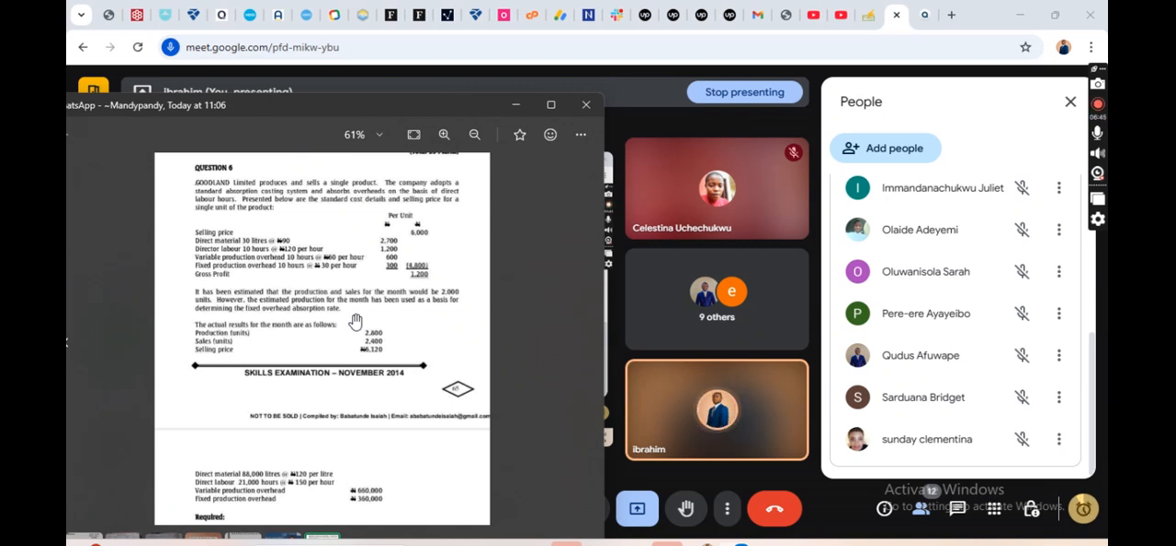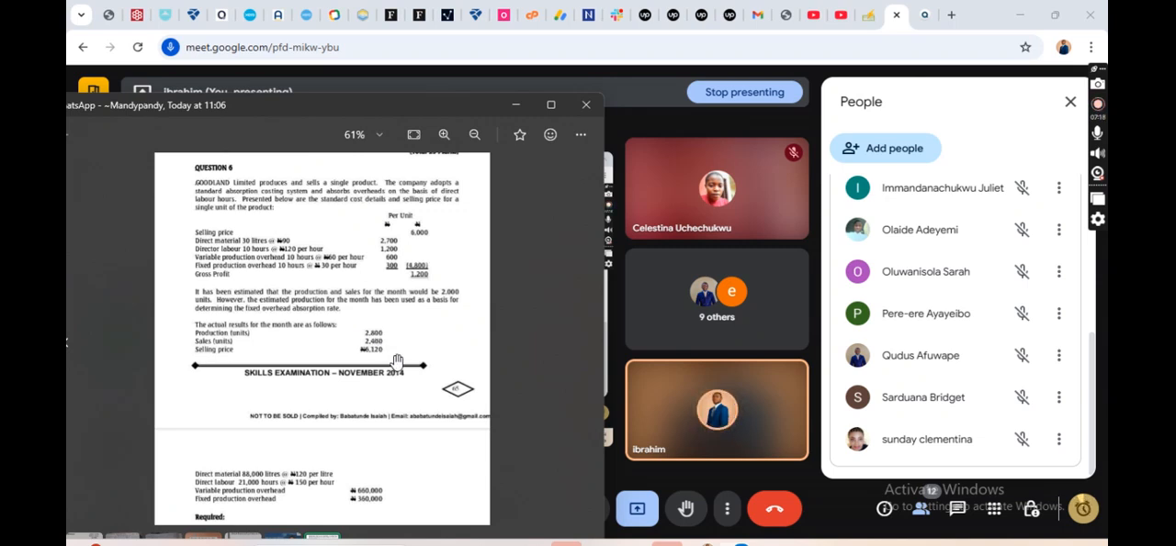Now, in this case, it has been stated in this question that the estimated production for the month has been used as the basis of absorbing your overhead, which means that when you want to determine your OAR, it will be the budgeted overhead over budgeted level of activity, which is the estimated units, 2,000. Now, the actual results.